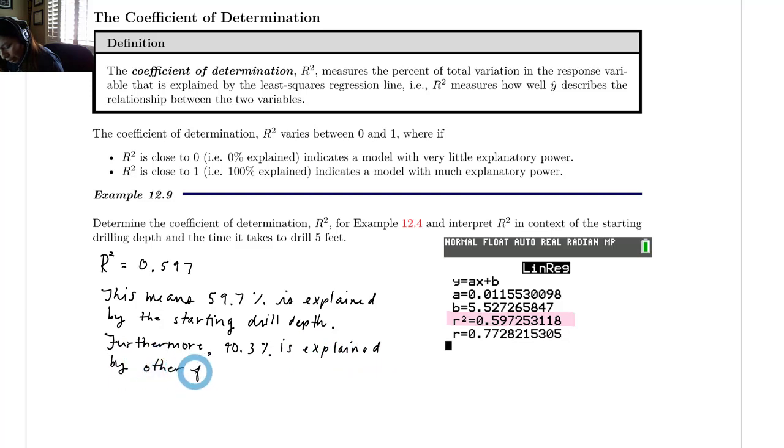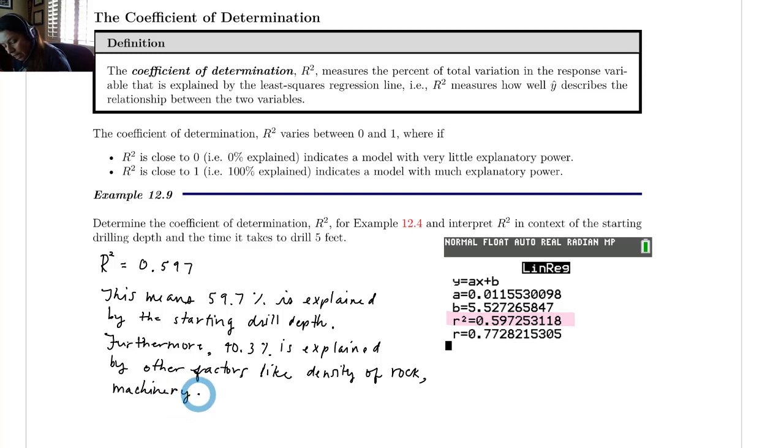Remember, we mentioned this prior, right? What was one of the lurking variables? The density of rock. So density of rock, and machinery, right? If you got a better machine than other people, so machinery.